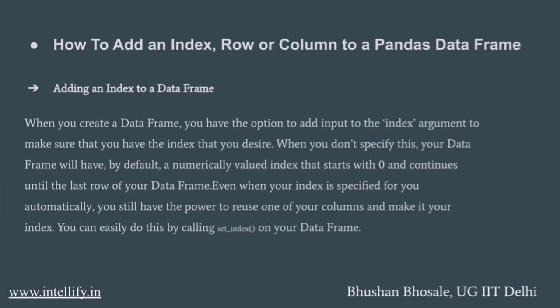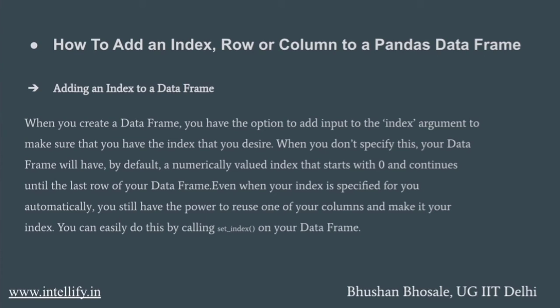Okay, now that you have learned how to select a value from your data frame, it's time to get real and add an index, row or column to it. Now how to add an index, row or column to a pandas data frame? First, let us discuss adding an index to a data frame. When you create a data frame, you have the option to add input to the index argument to make sure that you have the index that you desire.